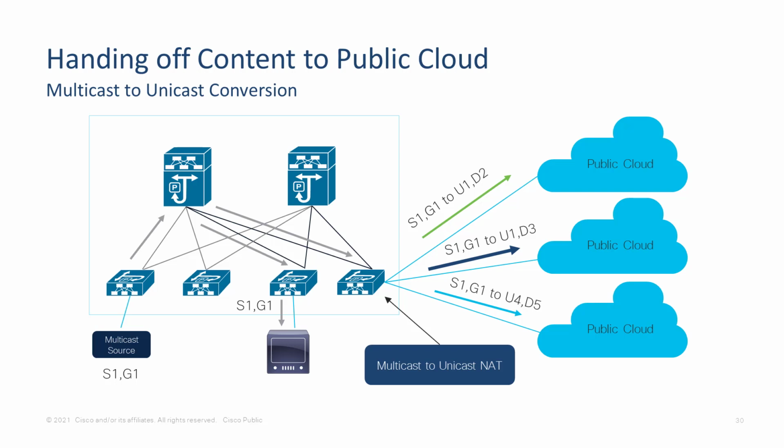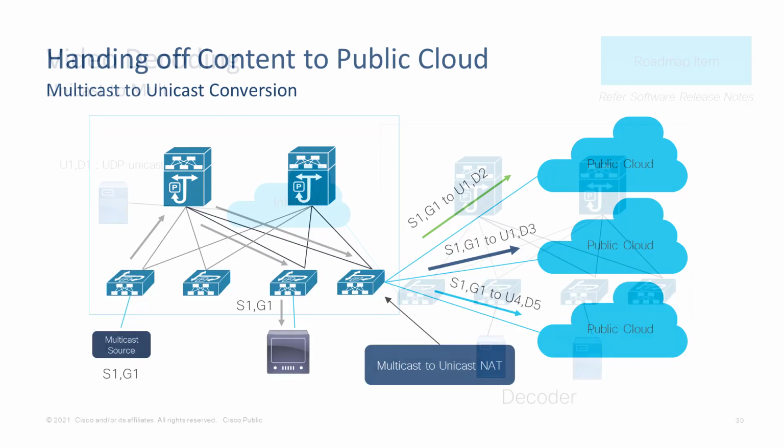Along with public cloud, I've also seen customers use this feature when they have different facilities that are interconnected by a WAN network and say the WAN does not support any multicast. So this feature helps the operator convert that multicast stream to unicast, and then that can be transported anywhere externally, within the network or to the public cloud.